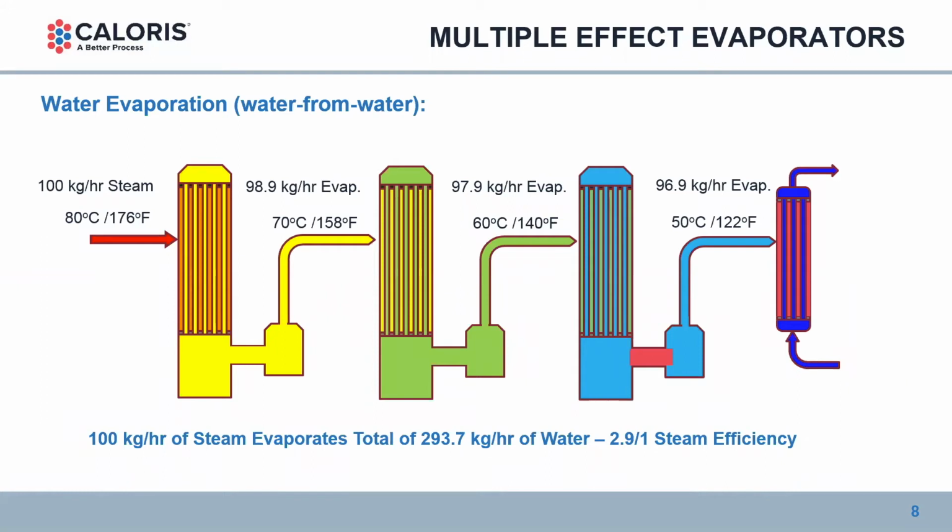So in real numbers here, I've got a steam economy of 2.9 to 1 in a 3-effect direct steam heated evaporator evaporating water. 100 kilograms an hour of steam coming in, and a combined 393.7 kilograms an hour of water evaporated in those 3 effects.